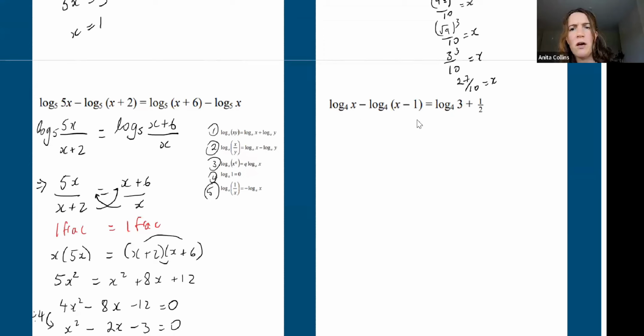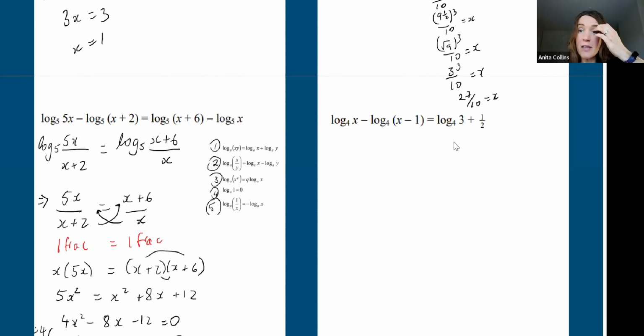There are logs on the left and a mixture of logs and numbers on the right. So I think the first step for the left-hand side should be okay. We've got a minus. What are we going to turn that into? On the right-hand side, it's not very clear what to do with the half there. You might need to watch me doing it, but we're going to have to force this to be a log. Now, the hint I'm going to give you is that you notice all of your other logs are base 4.